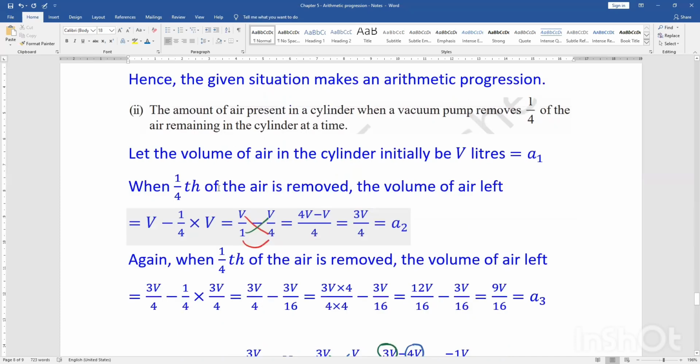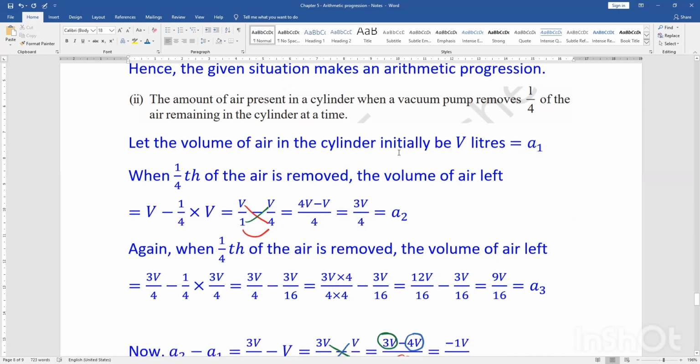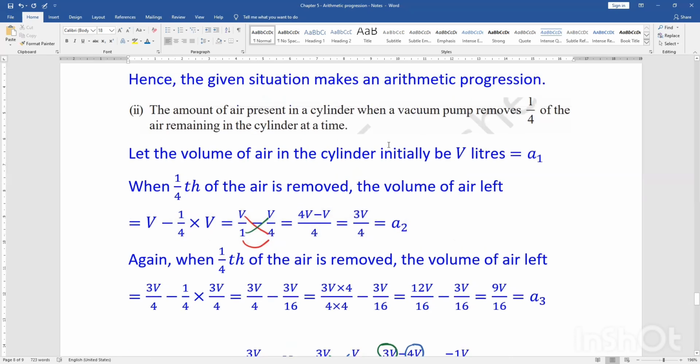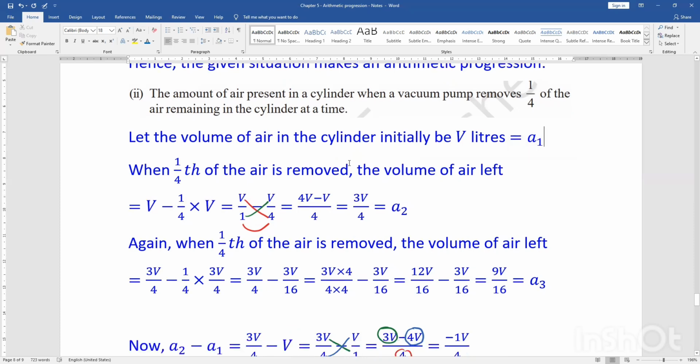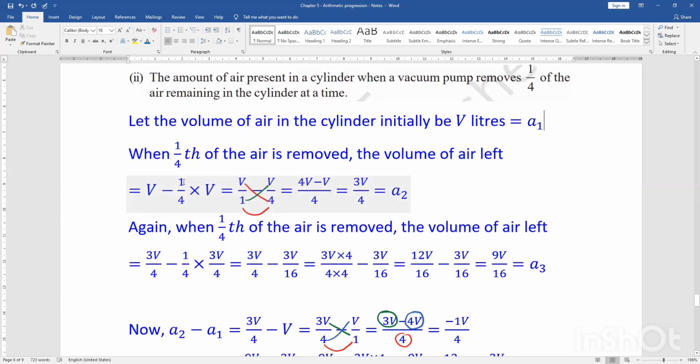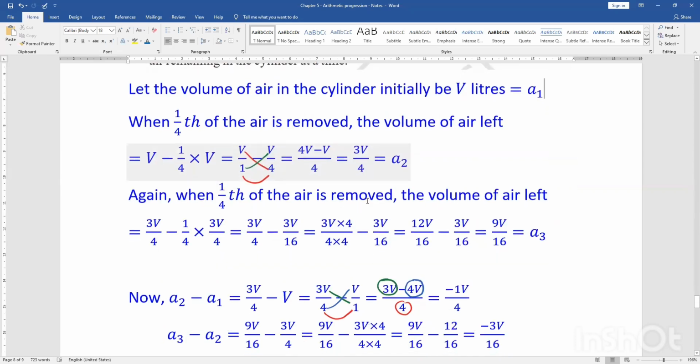Let me explain once again. Here, the quantity of air is measured in liters. So I take the initial volume as V liters. Let it be equal to A1. Then the condition was the amount of air present in the cylinder when the vacuum pump removes 1/4 of the air remaining in the cylinder at a time. So that means V minus 1/4 of the initial volume V. When you do the subtraction, we get 3V by 4.